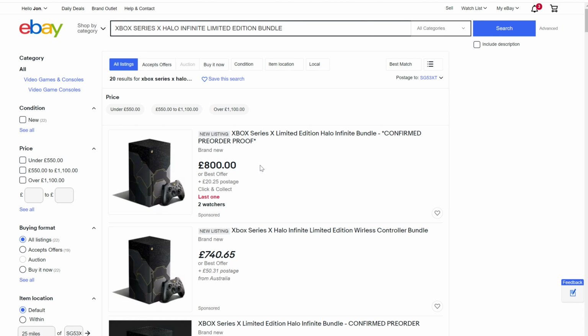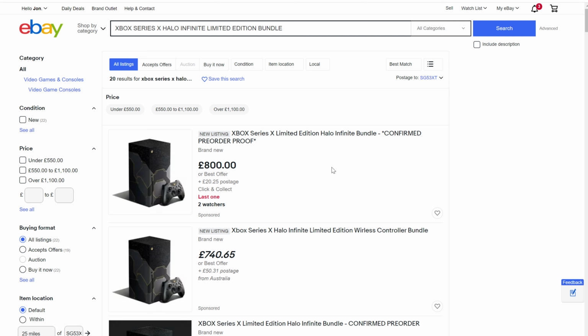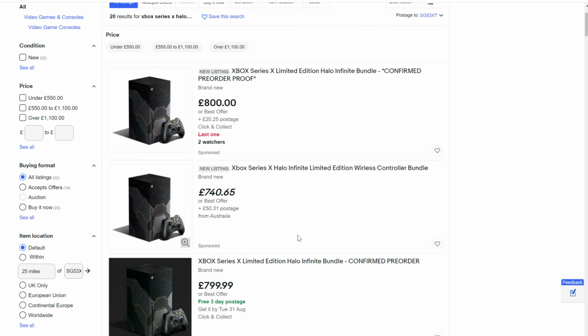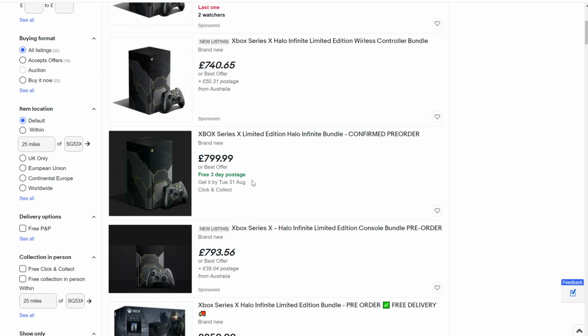And bear in mind, these aren't in people's hands. This is just proof of sale. This one here is 800 quid. And if we go back, it's quite a markup: the retail price is 479, so £480. Sorry, they want 800. So it's over 300 quid markup already. 740, around about 300 quid. Again, 340.